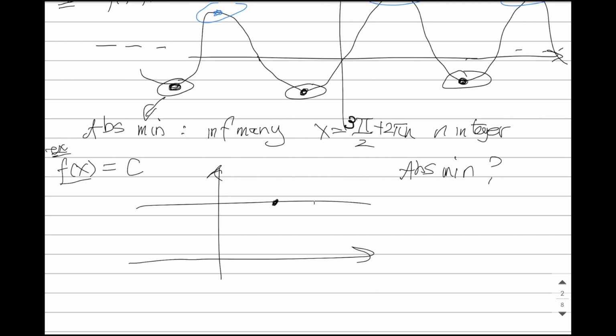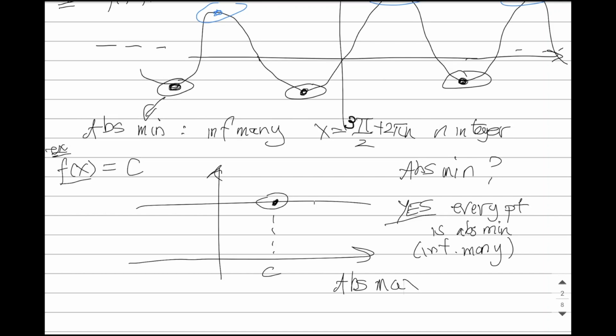According to the definition, you have to pick a point, and if that point is less than or equal to the height of the function at any other point, it will be an absolute minimum. So regardless of what point you pick, according to the definition, every point is an absolute minimum. There are also infinitely many of them, but uncountably infinitely many. There are uncountably many points, so uncountably many absolute minima here. At the same token, you will have uncountably many absolute maxima. Every point is an absolute maximum.